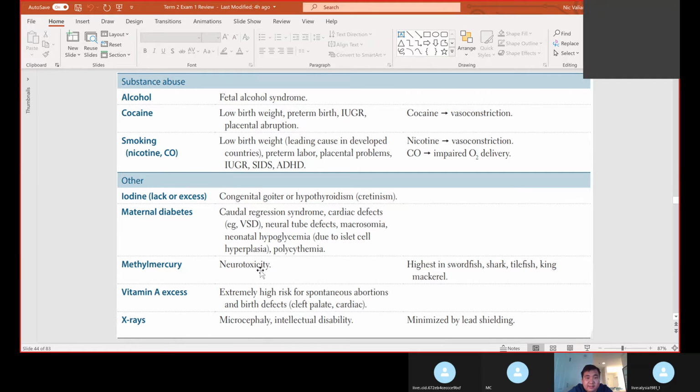Mercury is neurotoxic. That's why I don't advise a pregnant woman to eat swordfish, shark, or mackerel because of neurotoxicity. Vitamin A excess, that's why a pregnant woman should not take isotretinoin, the drug for pimples, right? Because it's teratogenic. And X-rays, okay? They can cause microcephaly and intellectual disability.